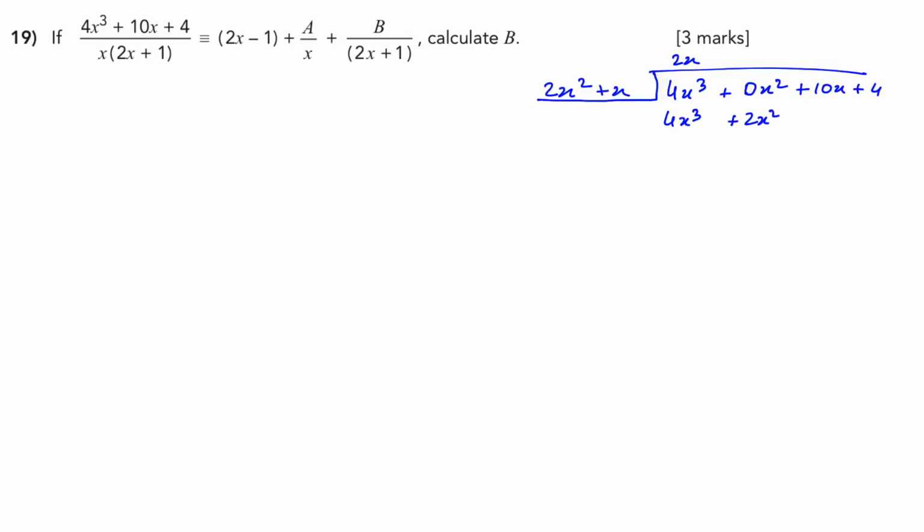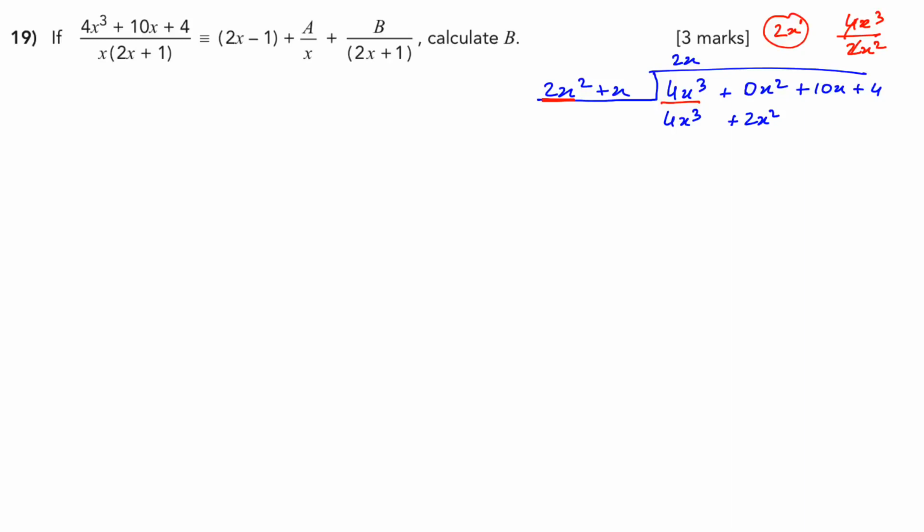If you don't understand, then this first term write here. And the first term here, write it here. 4 divided by 2, you will get 2. And 3 minus 2, you will get 1. So this is what we are going to write as our quotient.